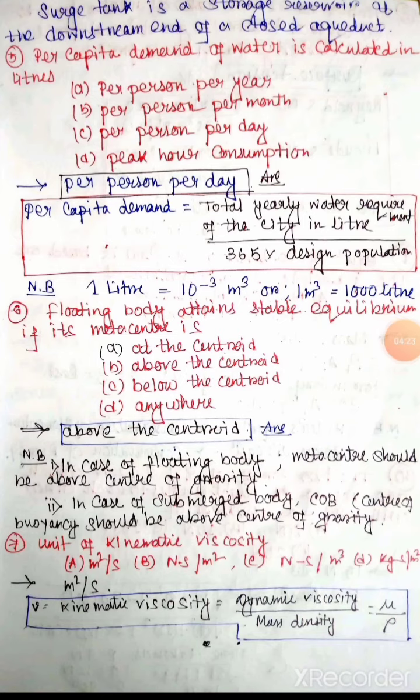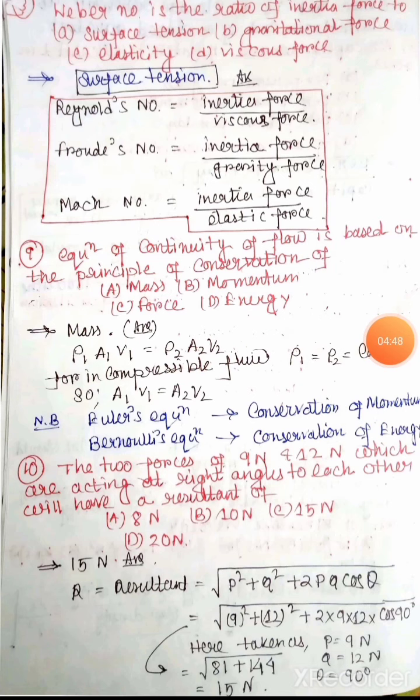Next question. Unit of kinematic viscosity: meter square per second, Newton second per meter square, Newton second per meter cube, or kg second per meter square. Kinematic viscosity is denoted as nu, and it is the ratio of dynamic viscosity to the mass density. Dynamic viscosity is denoted as mu and mass density is denoted as rho. Proceed to the next question.